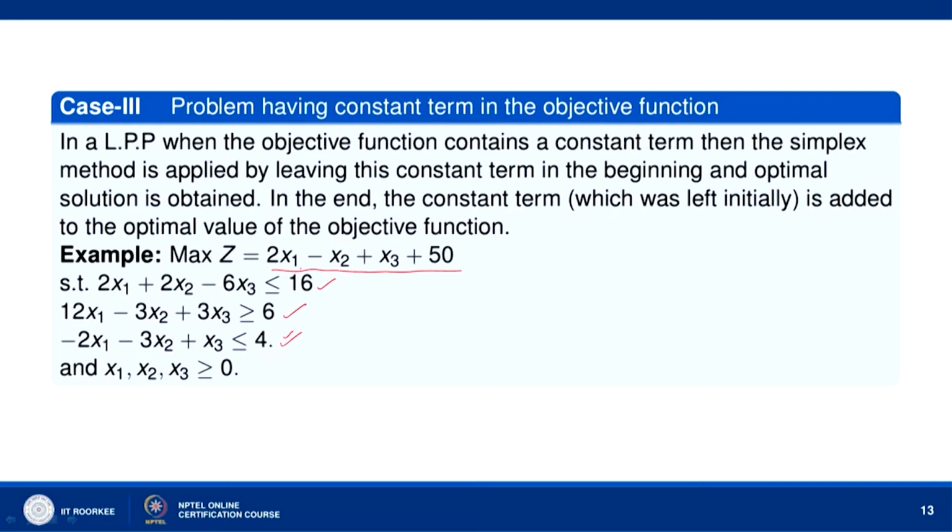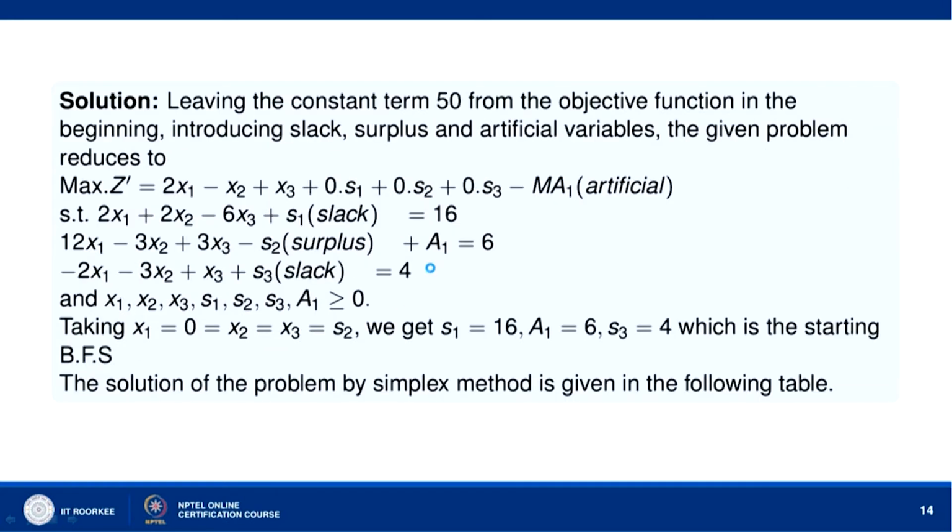Then what we will do, we will consider the corresponding problem where we will drop this 50. We will simply consider the objective function 2x1 minus x2 plus x3 with these constraints and find the optimal solution, and in the optimal value of z we will add 50. So, leaving the constant term 50 from the objective function in the beginning, introducing slack, surplus and artificial variables, the given problem reduces to maximum of z dash.